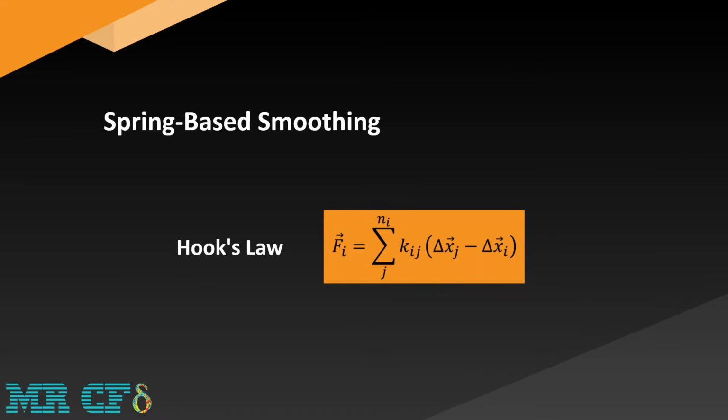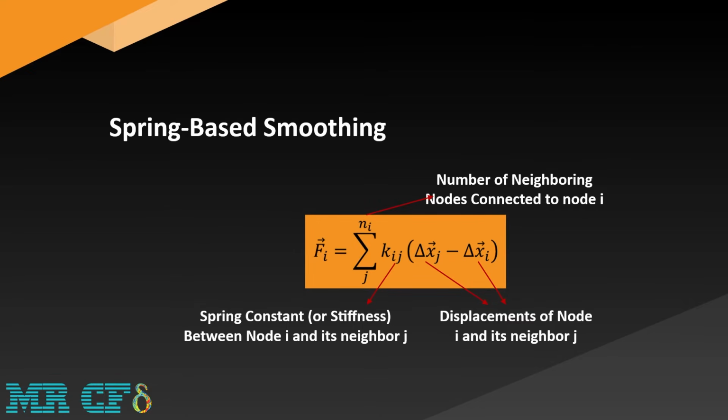According to Hooke's law, the force acting on the mesh node can be expressed as follows. In the Hooke's law relation, delta xi and delta xj respectively represent the displacements of the ith node and its adjacent node. Ni is equivalent to the number of adjacent nodes connected to the ith node, and Kij is equivalent to the spring constant or stiffness between the ith node and its adjacent node.